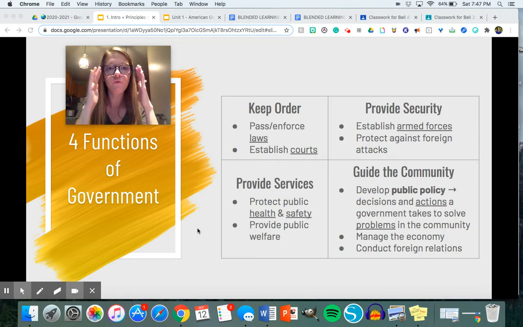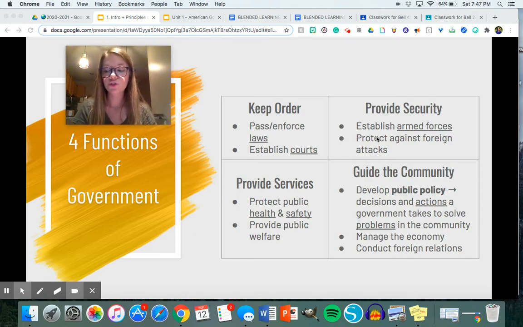When it comes to enforcing, think about it like this: if there was no enforcement of laws, no one would follow the laws. If a teacher doesn't give a consequence for a certain action, then you're going to keep doing the behavior. If you keep speeding and you never get a ticket, you're going to keep speeding. So that's what it means to enforce a law. Another way that the government keeps order is to establish courts, and the courts decide whether people accused of a crime are actually guilty, how long they should be punished, et cetera.